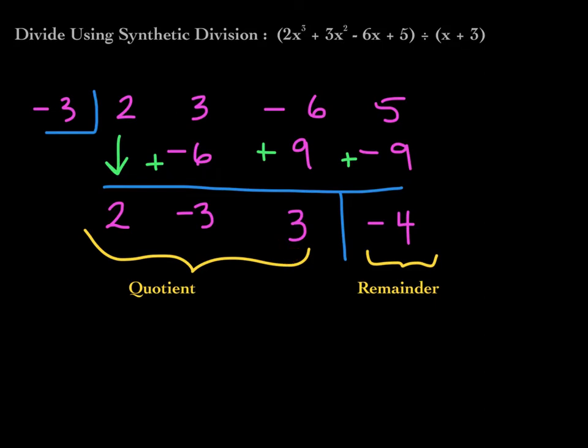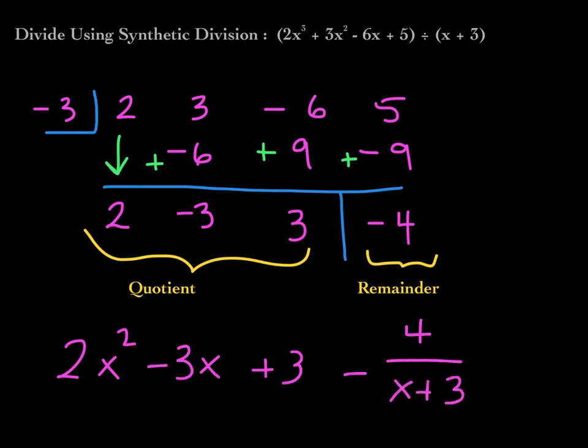So it'll be 2x squared, right? Because this is degree 2. 2x squared minus 3x plus 3. That's your quotient. And then your remainder is negative 4. So we write that as negative 4 over your divisor. This is the same answer we got earlier in this lesson, this time around using synthetic division, which is way faster and more efficient. All right, let's do another problem.